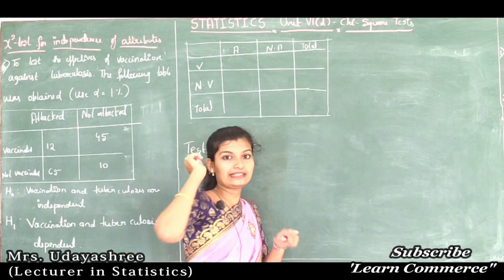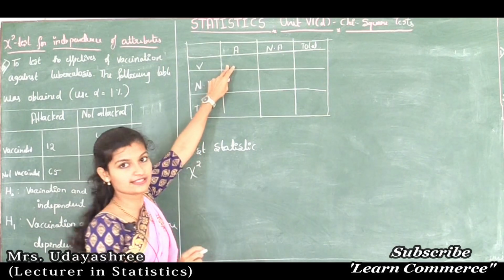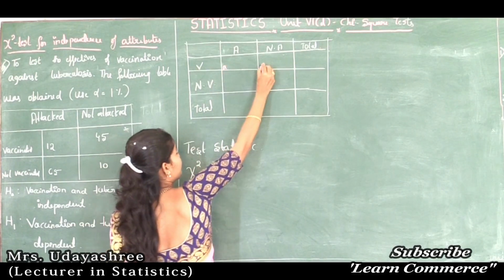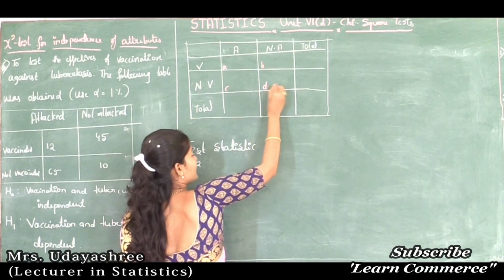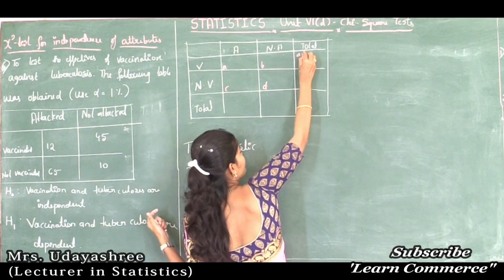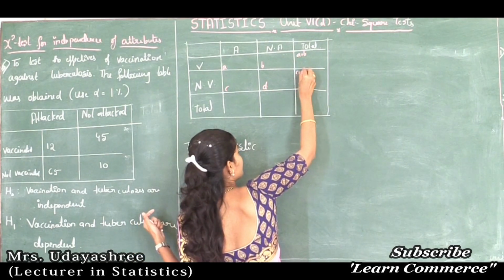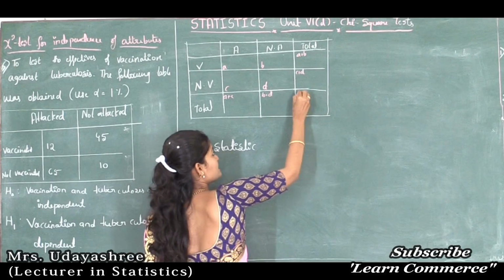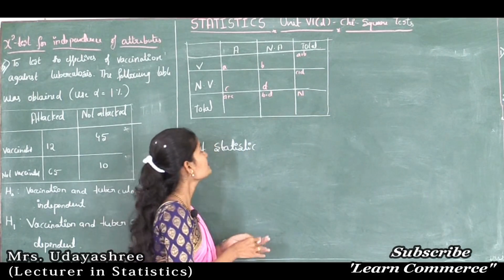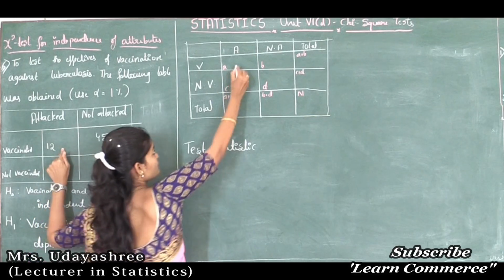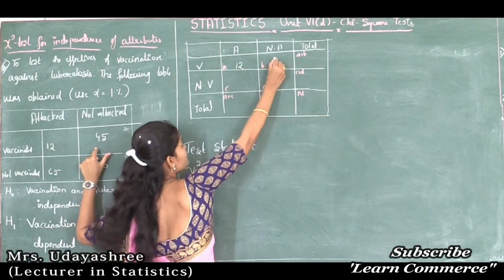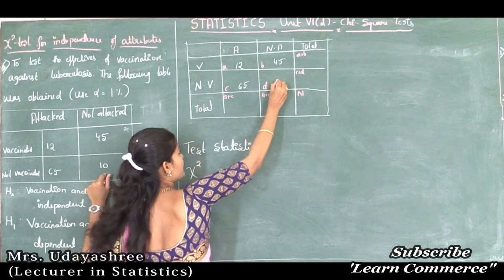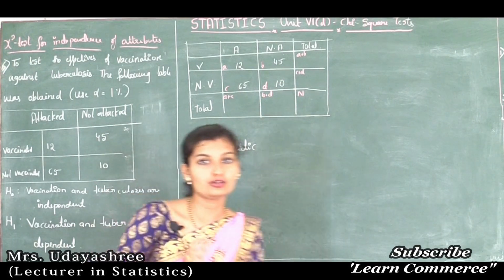We discussed in the test procedure that the first frequency is A and this is B, this is C and this is D. The totals are A plus B, C plus D, A plus C and B plus D, and the grand total is denoted by capital letter N. See the observations here. A is 12, B is 45, C is 65 and D is 10. Now we need to find the totals.